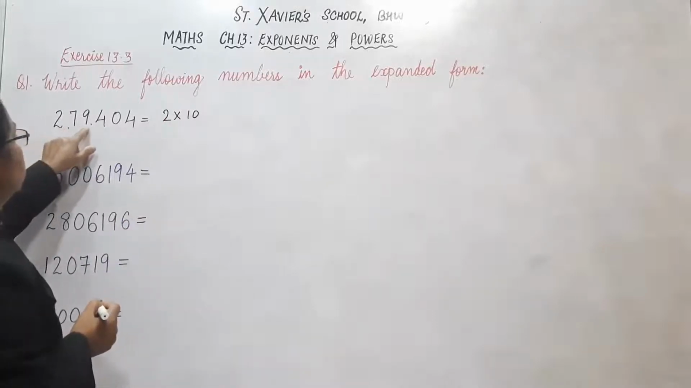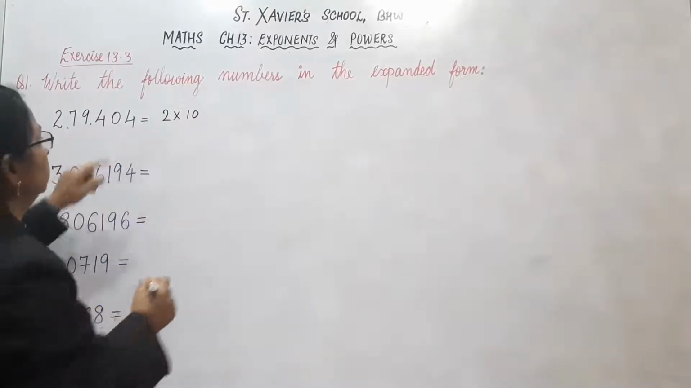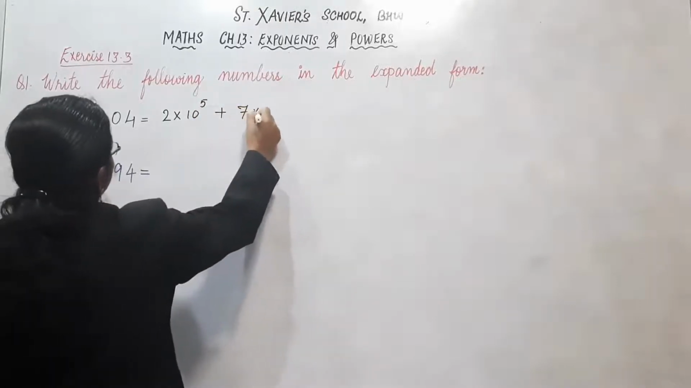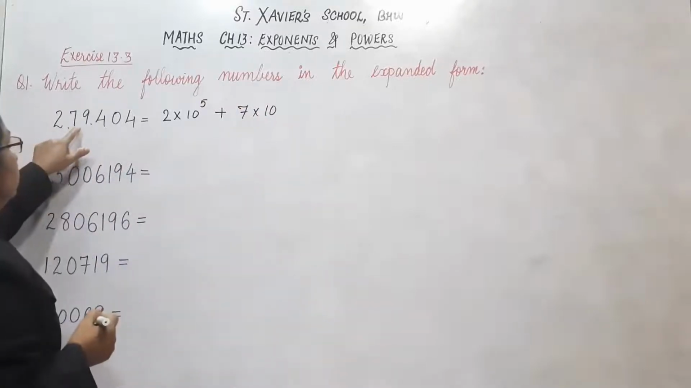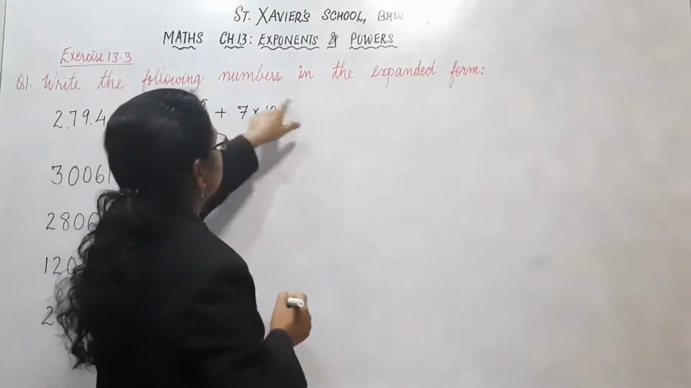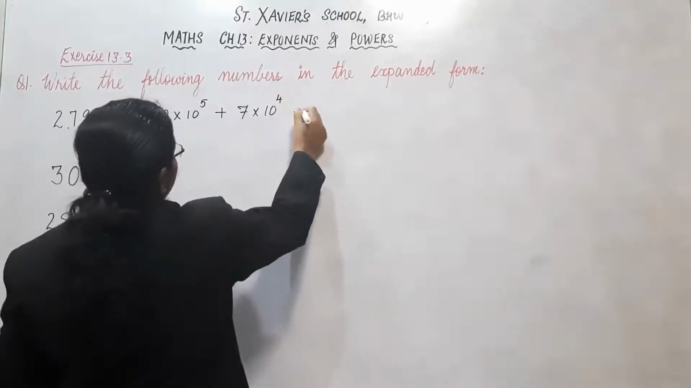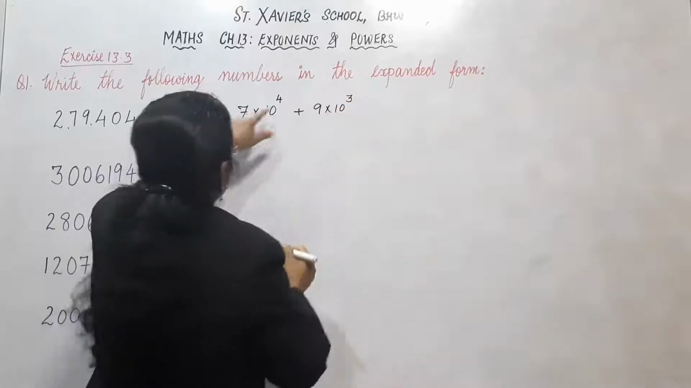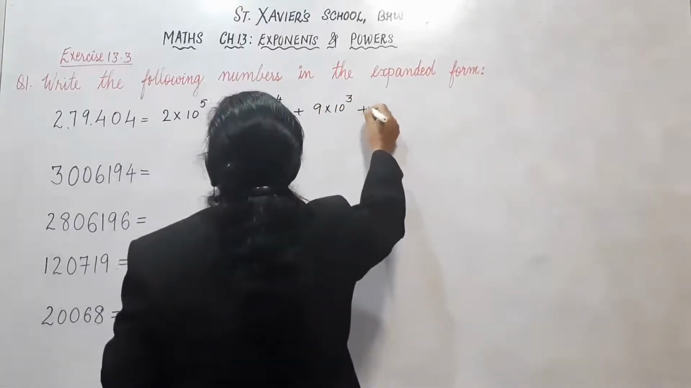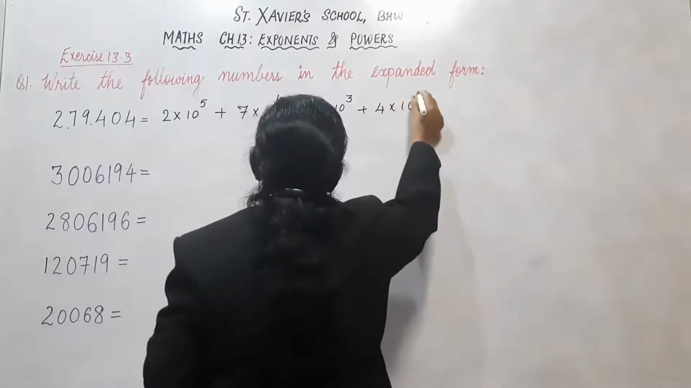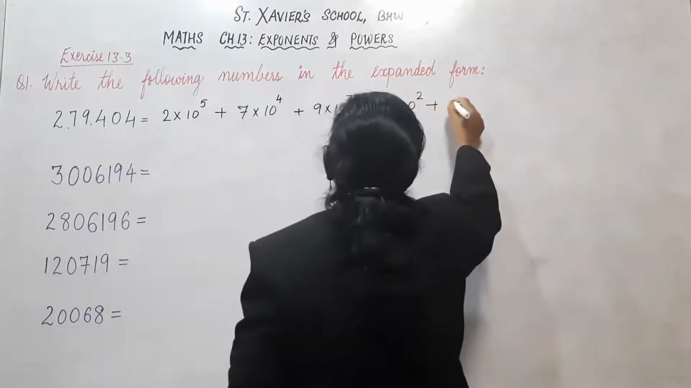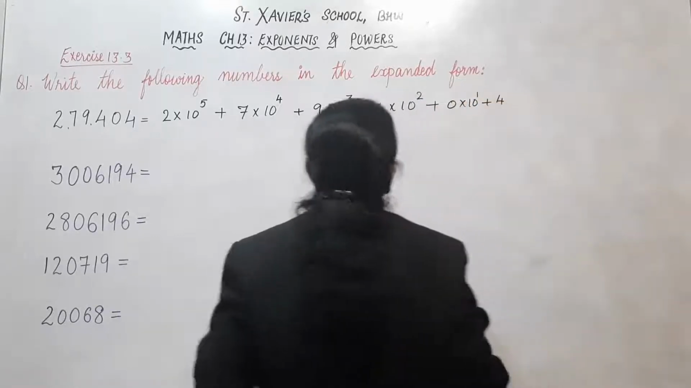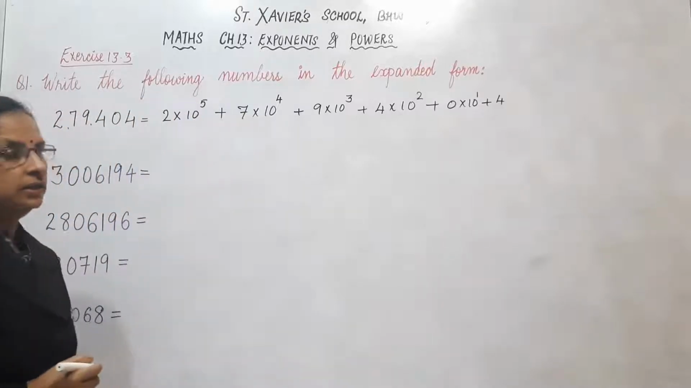After 2, how many digits are there? You directly count. 1, 2, 3, 4, 5. So you write 5 plus 7 into 10 raised to. After 7, there will be 4 places. Now the power will go on decreasing. Plus 9 into 10 raised to 3. After 4, 3. Plus 4 into 10 raised to 2. Plus 0 into 10 raised to 1 plus 4. This is how we write it.